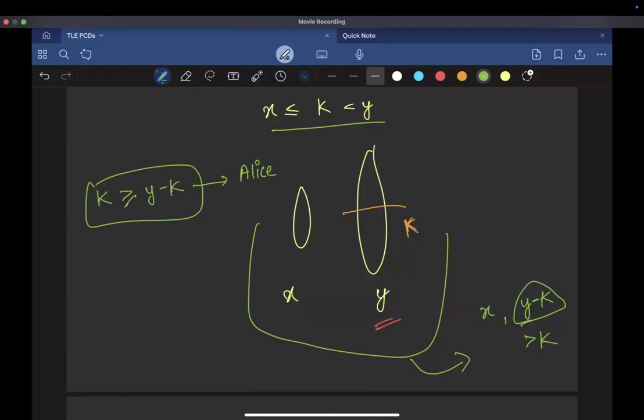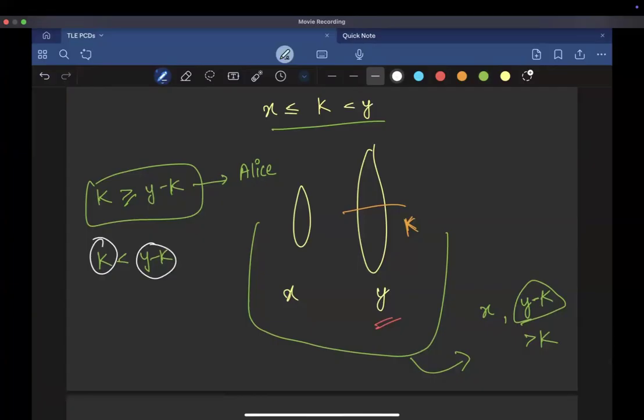Otherwise, Bob will win. So if k is smaller than y minus k, basically k is the number of stones you removed, and y minus k is the number of stones Bob intends to remove in the next turn. So if y minus k is greater than k, then Bob will just remove this complete pile and he will win because he would have removed the larger pile. And if k is greater than or equal to y minus k, then the remaining number of stones would not be enough for Bob to make a move. So Alice will win in this case.